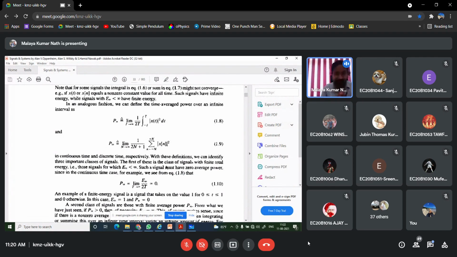So what is an energy signal? An energy signal is a signal which has finite energy and 0 average power. I hope it is clear to all of you. Whenever these two conditions are not satisfied, we can say that the signal is neither an energy nor a power signal. Anybody has any doubt, please let me do one more problem.